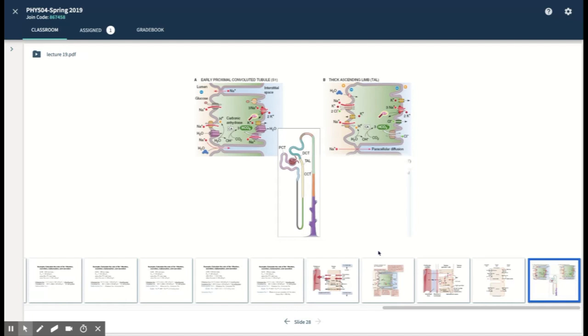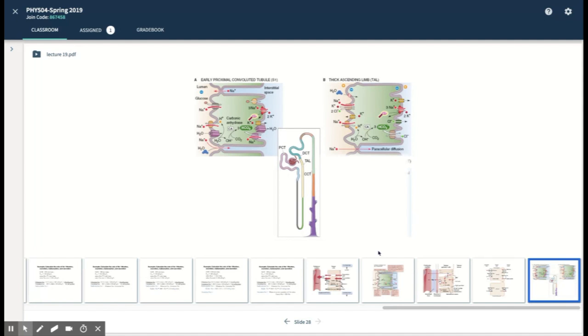That is following fluid. Have any of you heard the term solvent drag? If not, what's a solvent? Fluid, right? It's the thing you're diluting something in. So basically, solvent drag is the ability of fluid to move paracellularly and pull along some ion along with it through that paracellular route.